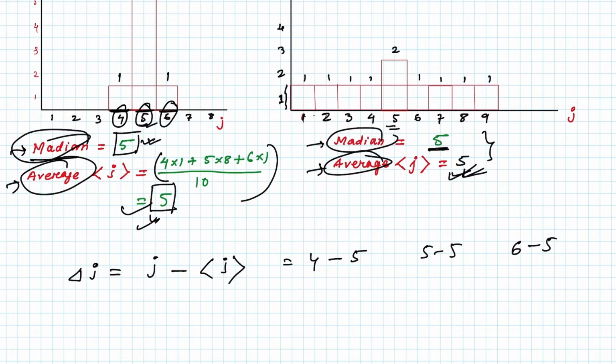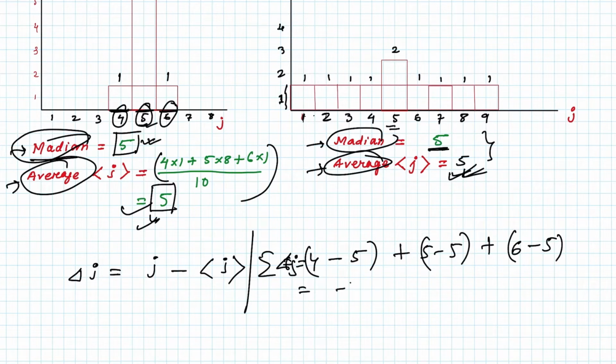Now if you find the sum of these deviations, then what will you get? You have to add those, isn't it? Then you will get minus 1, plus 0, and again plus 1, so minus 1 plus 1 is gone, and this sum becomes 0. So this 0 occurs because of the minus and plus signs, isn't it?